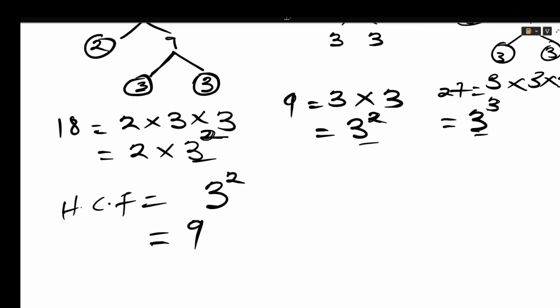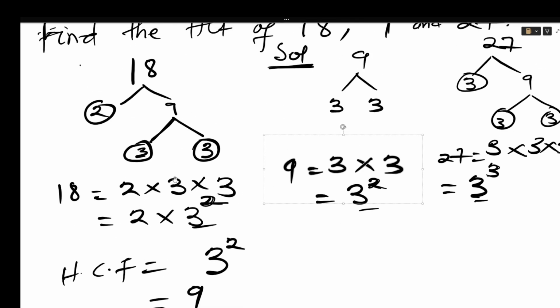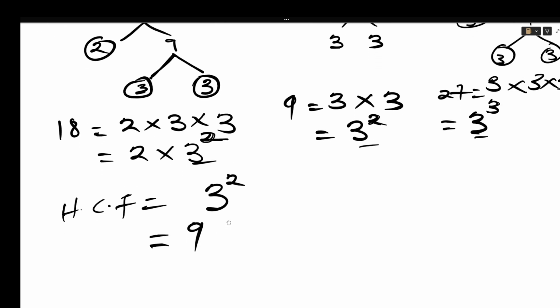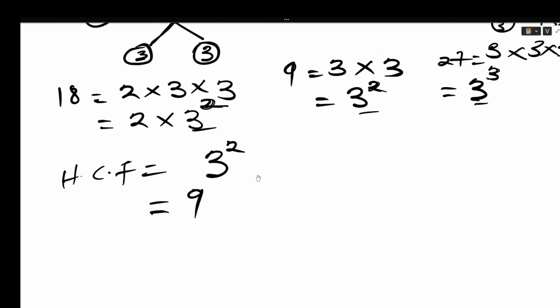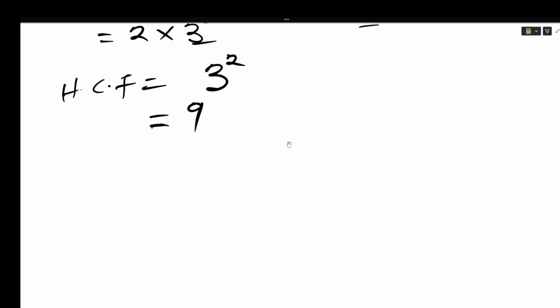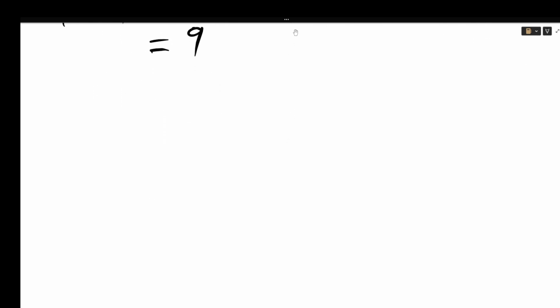And 3 raised to the power 2 is 9. Therefore, the HCF of where our numbers are 18, 9, and 27, the HCF of these numbers is 9. You can confirm that from the other method of finding HCF. So I'll give you an example to try. You pause the video, then we can take a look at the solution together.